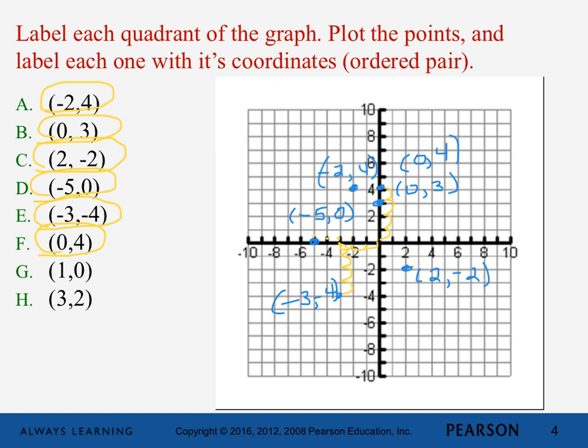Then we have the point 1, 0, which means that we're going to go to the right 1 and stay on the axis. And so that point 1, 0 is right there. And then our final point is 3, 2. And for 3, 2, we will go to the right 3, 1, 2, 3, and up 2, 1, 2, which gives us this point, and that point is 3, 2.